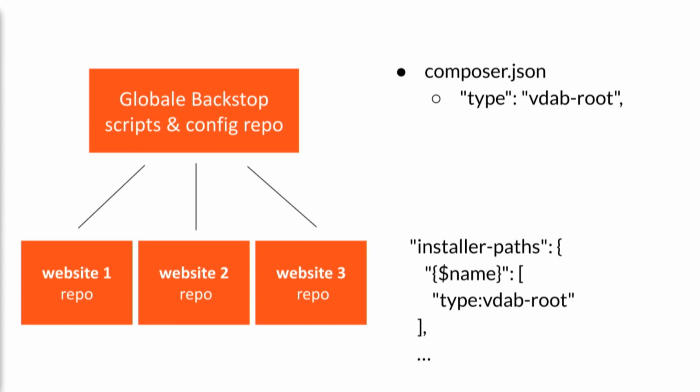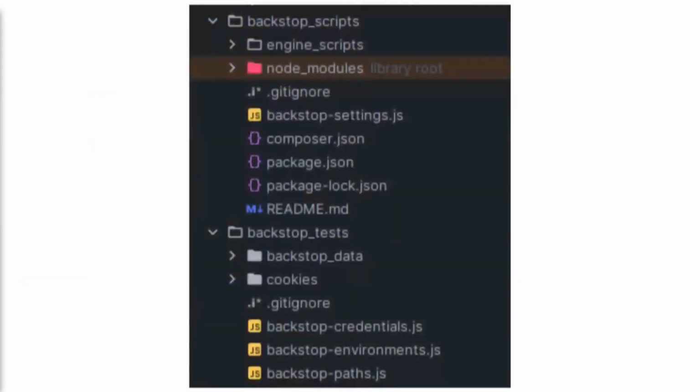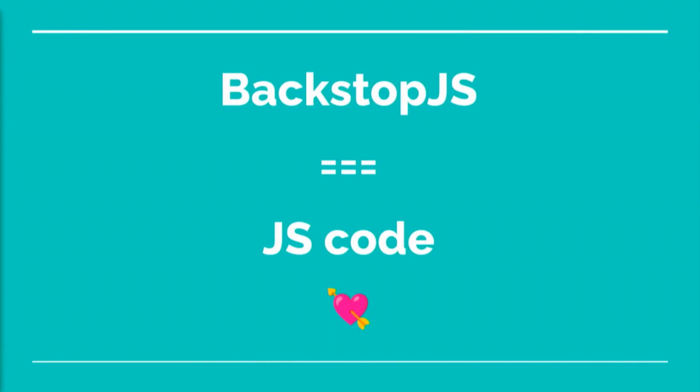We made a VDAB root type in Composer. So we just store the Backstop scripts folder in the root of the website. It looks something like this. So yeah, BackstopJS is just JavaScript code. It's really easy to manipulate and build tests in.